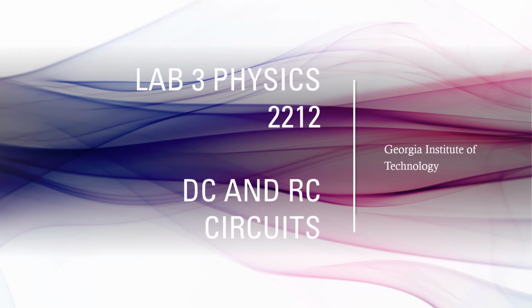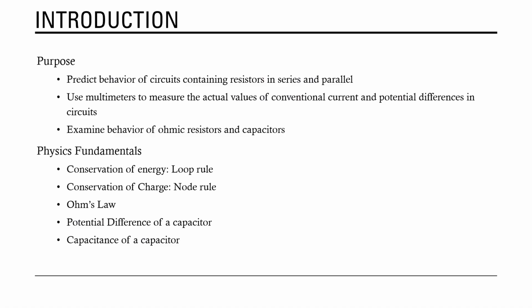Hello! Today we will be going over Lab 3, Physics 2212 on DC and RC circuits. The purpose of this experiment was to predict the behavior of circuits containing resistors in parallel. Also, to use multimeters to measure the actual values of conventional current and potential difference in circuits. And finally, to examine the behavior of ohmic resistors and capacitors.